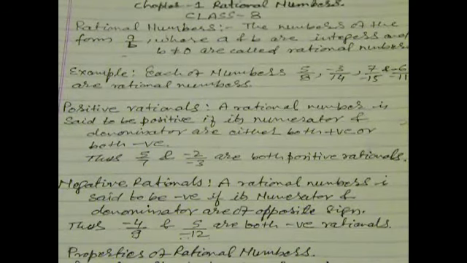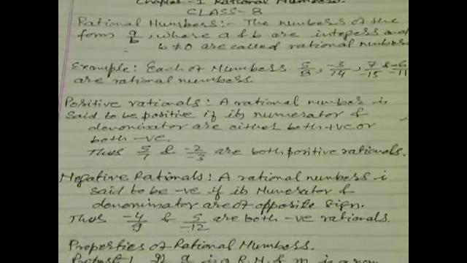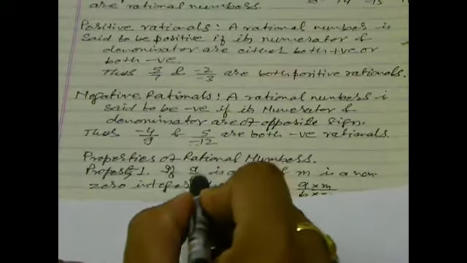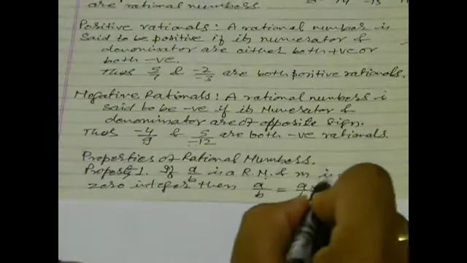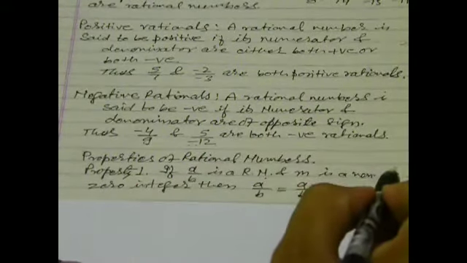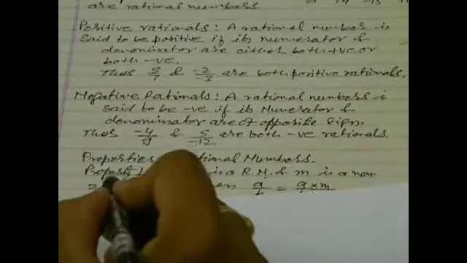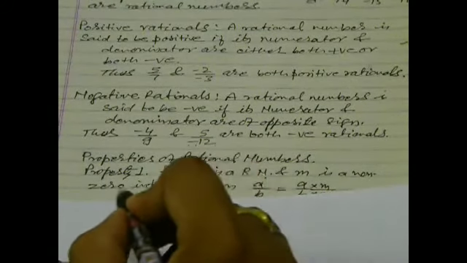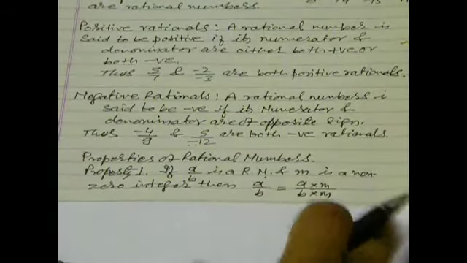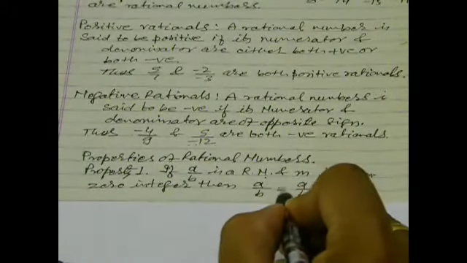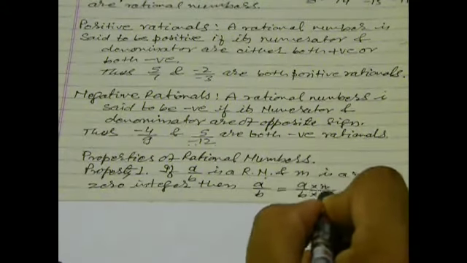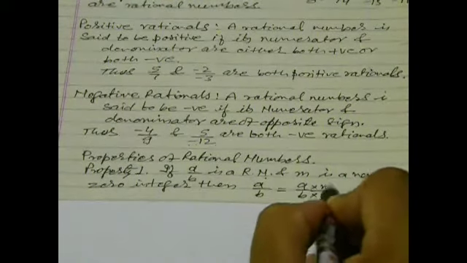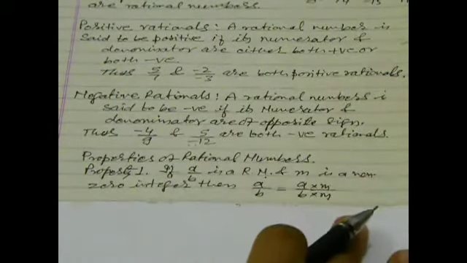Now we will discuss the properties of rational numbers. The first property: if a by b is a rational number and m is a non-zero integer, then a by b can be written in the form a by b is equal to a into m upon b into m. Here we multiply m to both the numerator and the denominator.